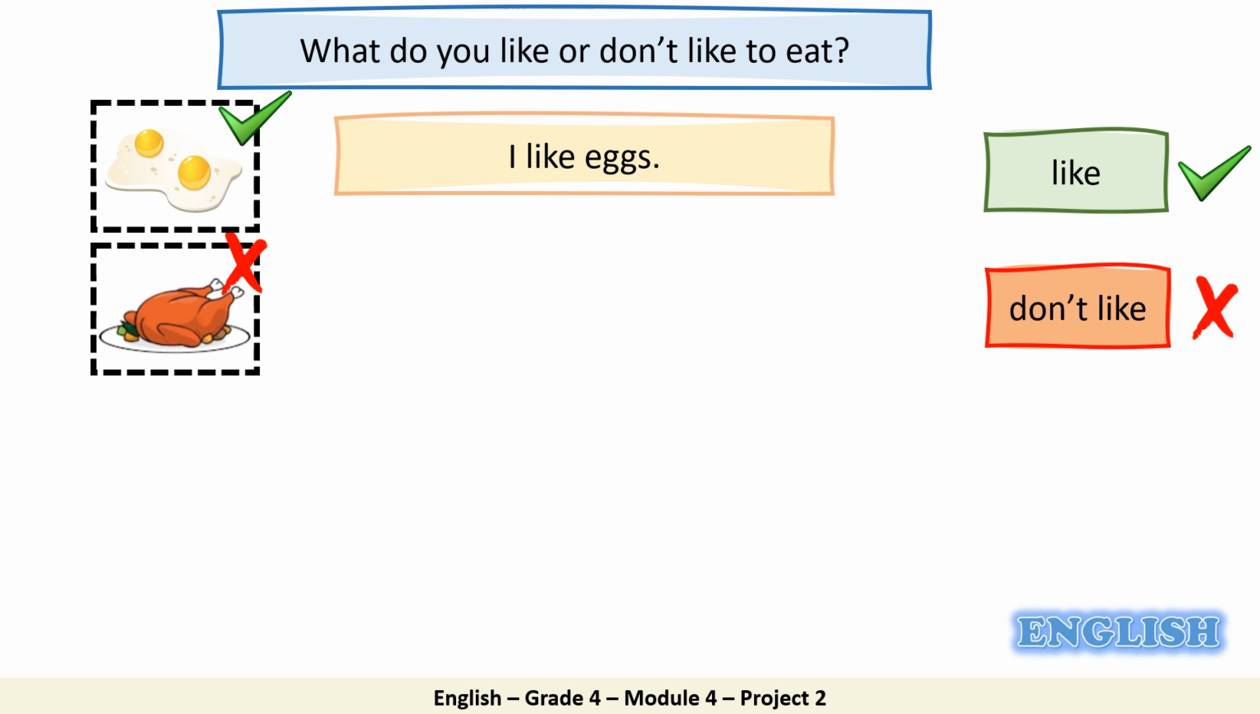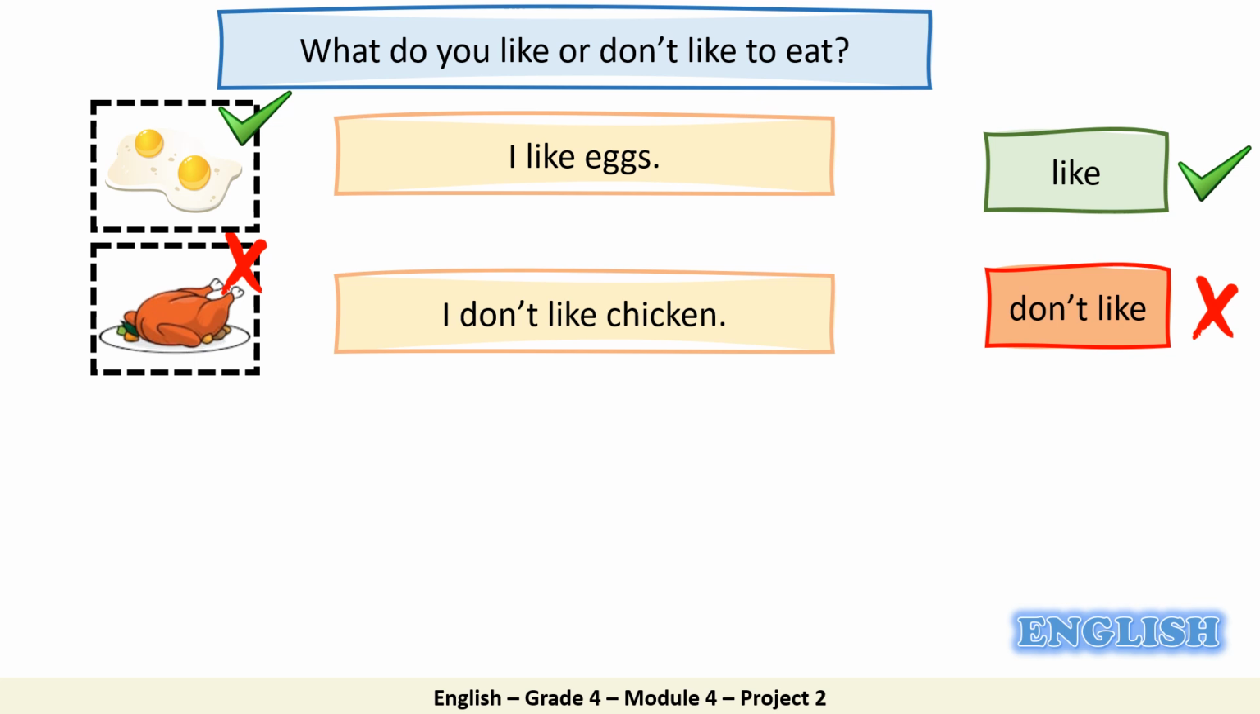There's an X. And chicken. What would you say? You would say, I don't like chicken. Great job. Let's move on.